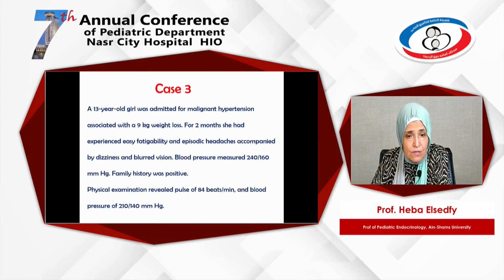The third case, a 13-year-old girl, was admitted for malignant hypertension associated with a 9 kilogram weight loss. For 2 months, she had experienced easy fatigability and episodic headache accompanied by dizziness and blurred vision. Blood pressure was 240 over 160 millimeters mercury. The family history was positive again. Physical examination revealed a pulse of 84 beats per minute and blood pressure of 210 over 140 millimeters mercury. So she had episodic symptoms and weight loss.